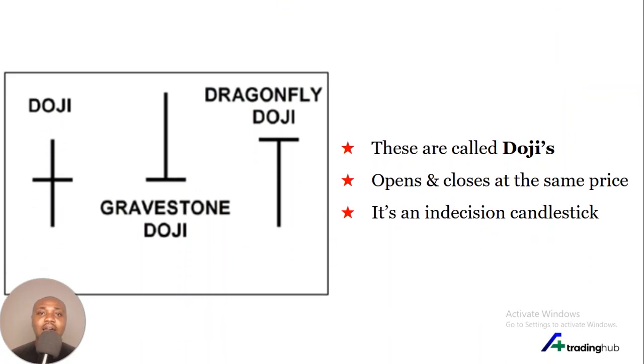These are called dojis. Price opens and closes at the same place. It is an indecision candle. So when you see them on your zone, maybe resistance zone or support zone, it shows that at that particular point there is an indecision in the market. So all you need to do is just wait for the next candle to open and close.